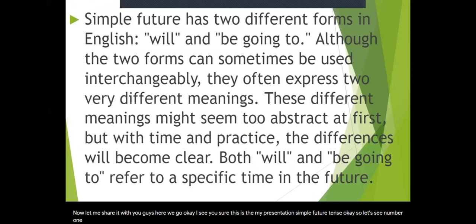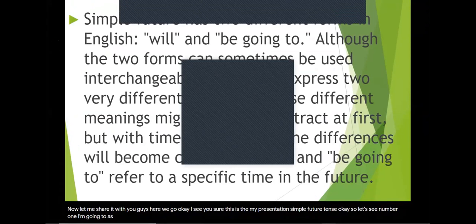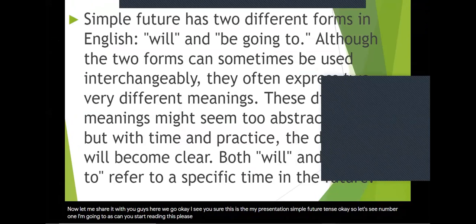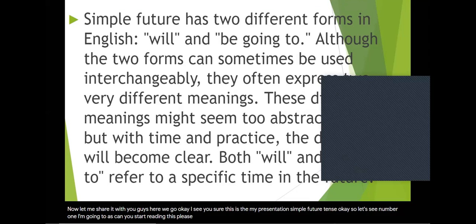I'm going to ask Carla, can you start reading this, please? Okay, teacher. Simple future has two different forms in English. Will and be going to. Although the two forms can sometimes be used interchangeably, they often, I don't see the... Oh, sorry, yeah, my bad.